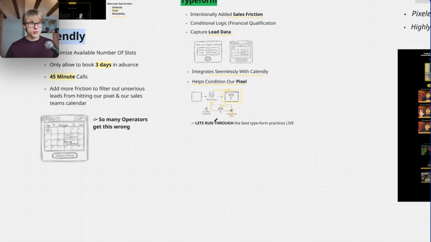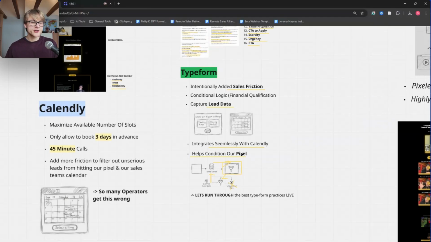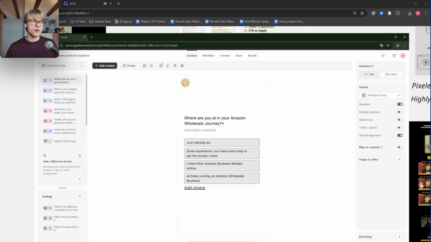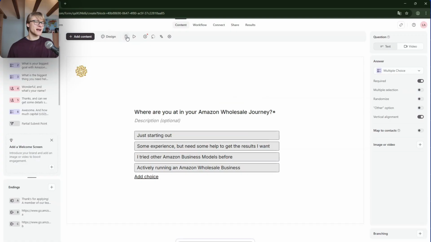Now let's run you through the best Typeform practices live real quick. And I thought, why not show you the exact Typeform that we currently use for one of our clients for this Amazon offer, and show the exact best practices. So first of all, this won't be an entire Typeform setup, but as you can see, it's branded over there.